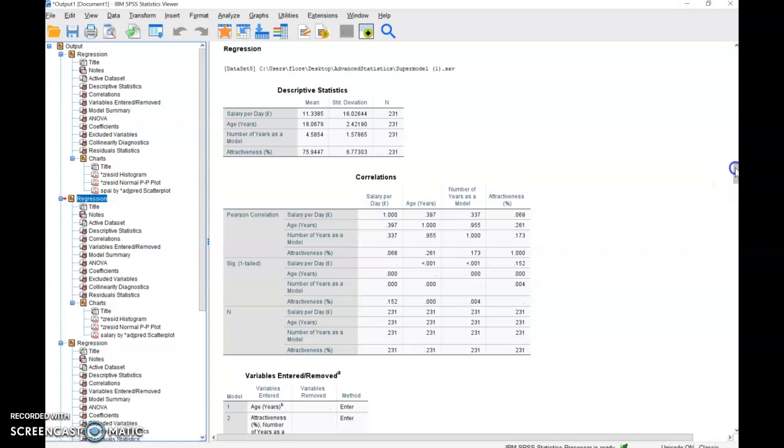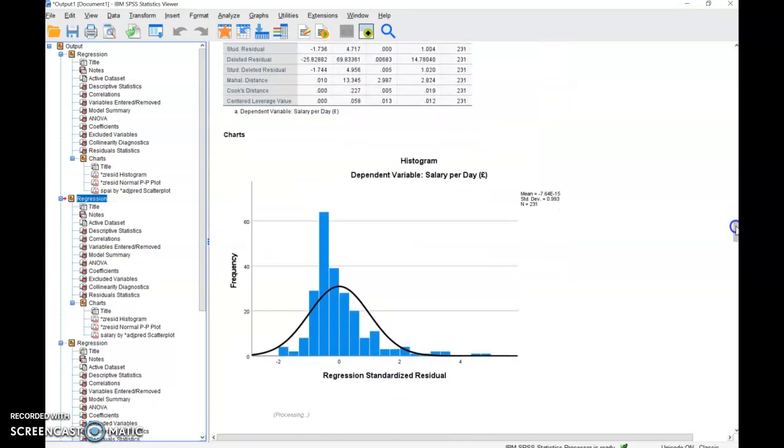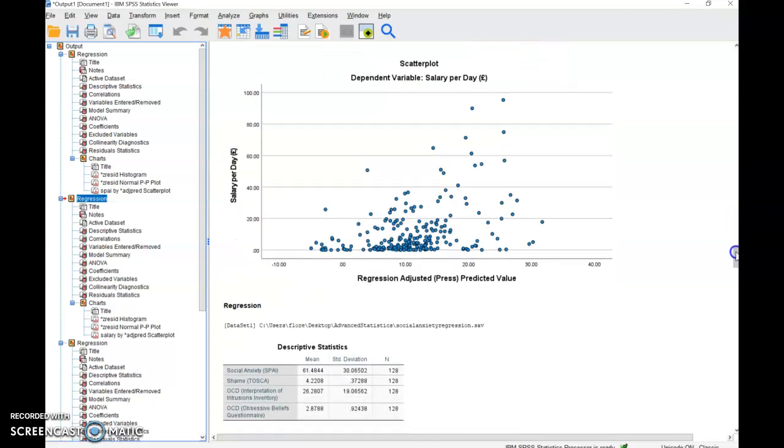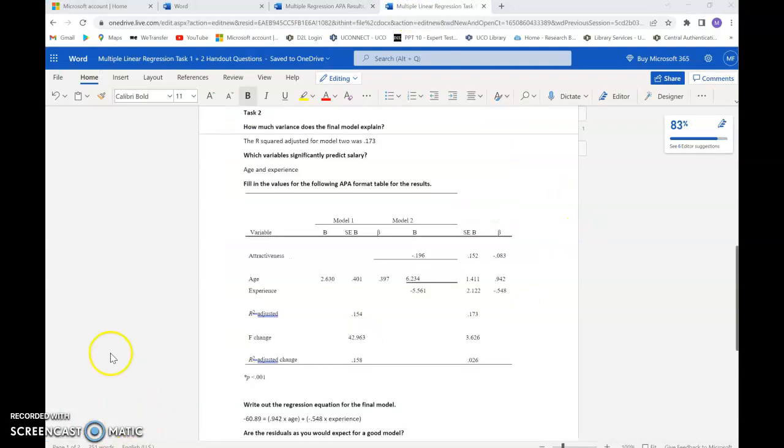And then this is my output. And then to answer the questions on task 2, how much variance does the final model explain? The R-squared adjusted for model 2 was 0.173. Which variables significantly predict salary? Age and experience.